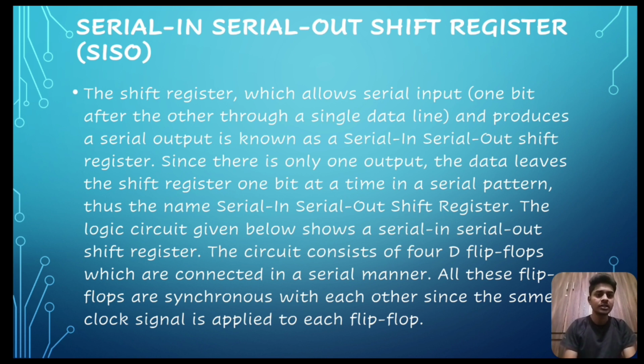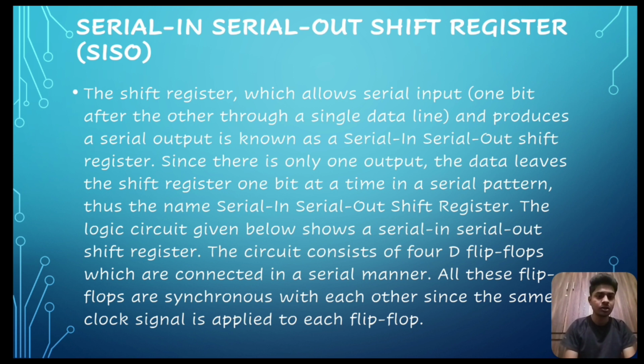First one, serial in, serial out shift register. The shift register which allows serial input one bit after the other through a single data line and produces a single output is known as a serial in, serial out shift register. Since there is only one output, the data leaves the shift register one bit at a time in a serial pattern, thus the name serial in, serial out shift register.